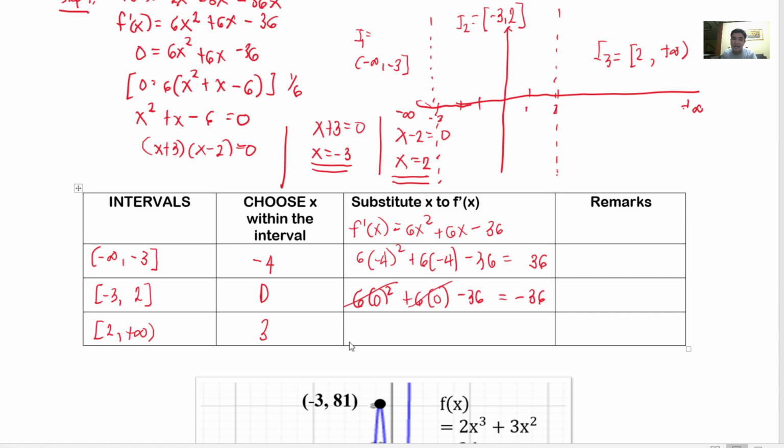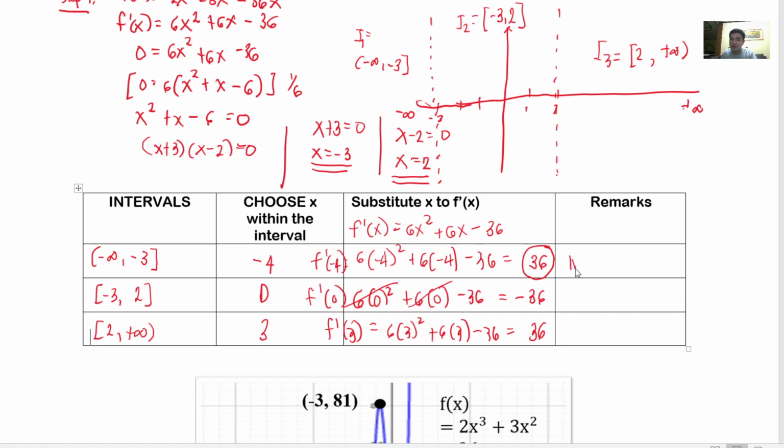And lastly, f prime 3. Okay, this is f prime negative 4, no? So, f prime negative 4, f prime 0, and f prime 3. So, let's replace x with 3. So, 6 times 3 squared plus 6 times 3 minus 36. 9 times 6 and then plus 18 minus 36. So, that will give us 36. Okay? So, positive, class, so that is greater than 0.